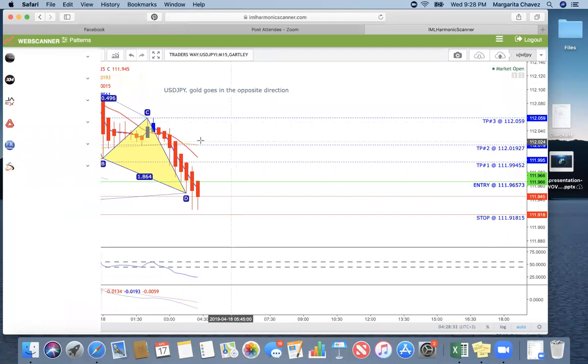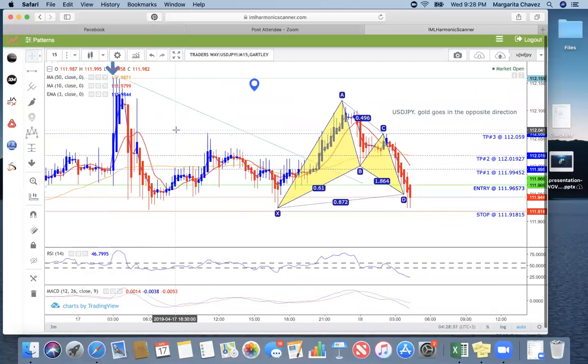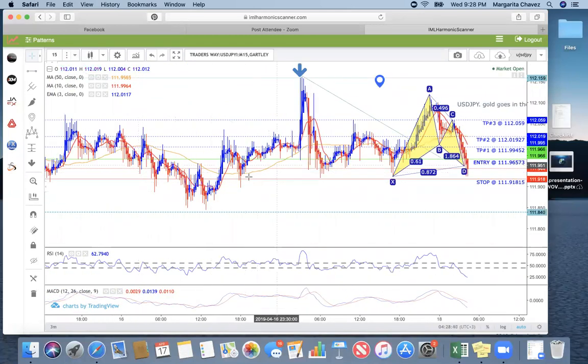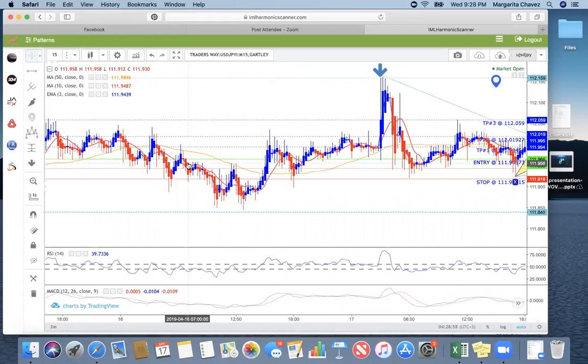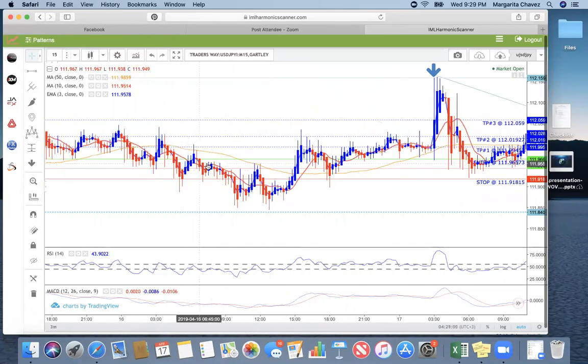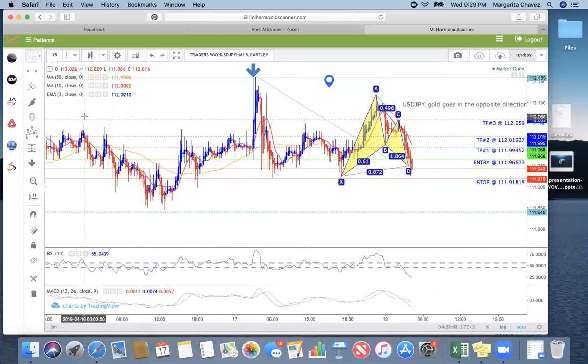Oh, and let me mention the orange line. When you see the orange line below the candles, that means it is a buy. It's going in an uptrend. When you see the orange line above the candles, that means it's going in a downtrend. Despite the fact that these are all wicks, it is still in a sell because it's going in a downward motion. All right, let's look at another one.